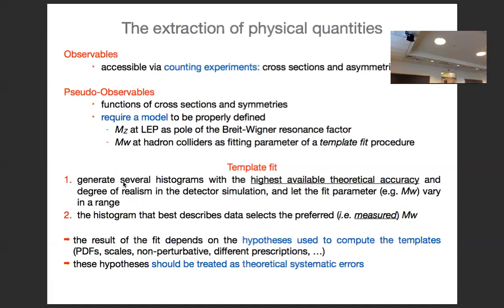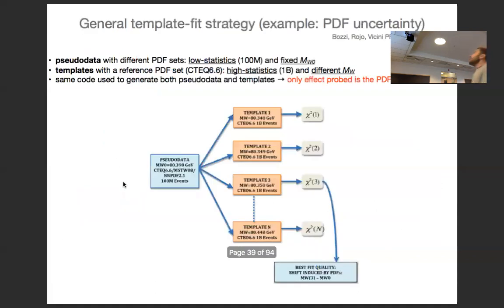Of course, the result of a template fit depends on what you choose to compute the templates: PDFs, scales, non-perturbative effects, different fragmentations, and all these hypotheses should be treated as theoretical systematics. Okay, you can use this template fit technique also from a purely theoretical point of view. If you want to estimate an uncertainty coming, for instance, from PDF, a different choice of PDF, you can use this template fit procedure. I show just an example from a paper from a long time ago, where we wanted to estimate the impact of changing PDFs on the W mass measurement.